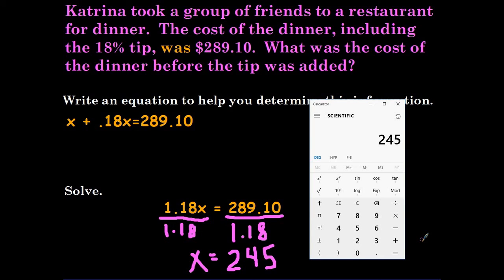Remember, 18% of, so I take this 245 and I multiply it by 18%, which we would leave as 18/100, $44.10. If I add that to my original amount, which what did we say was $245, that gives me $289.01.